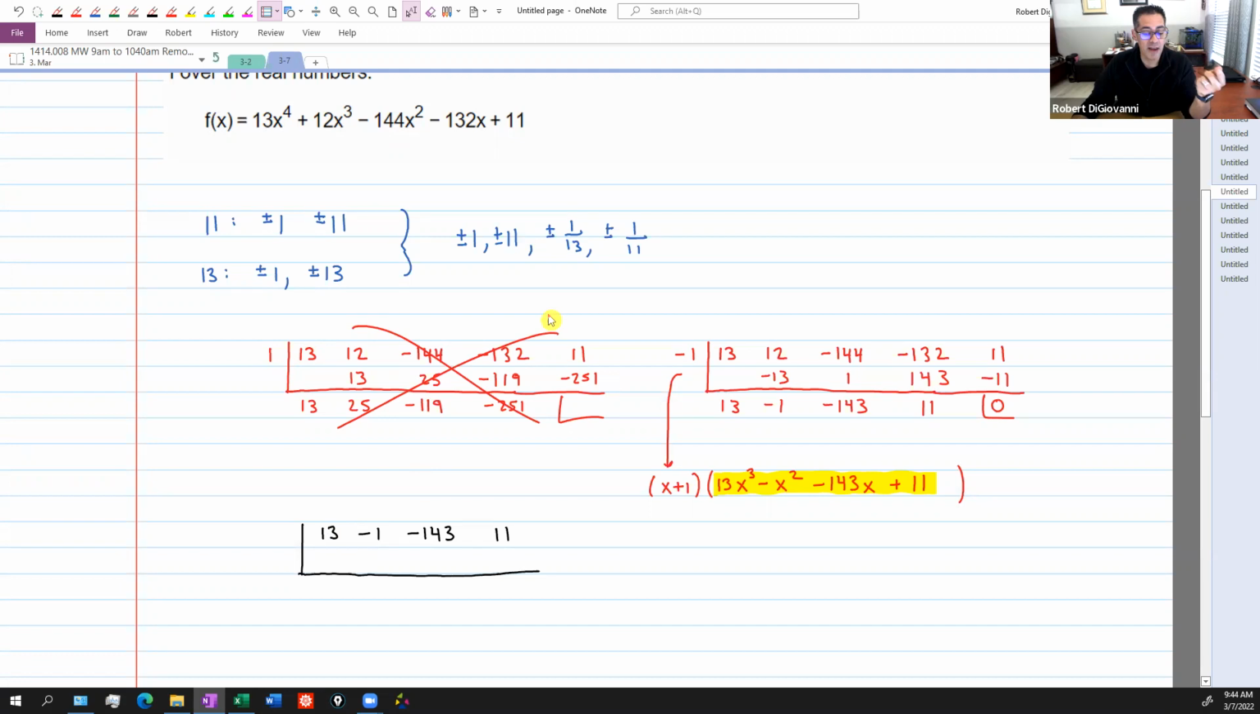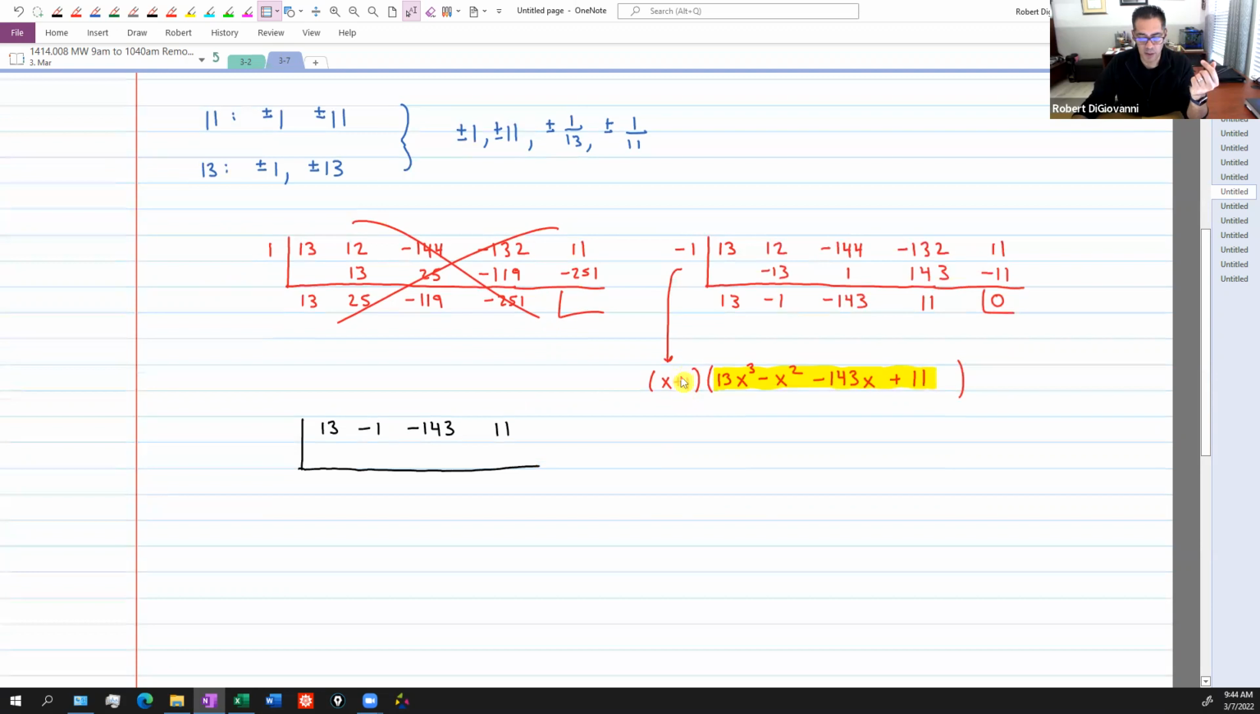So you would think, okay, now I move on to 11, right? Let me try 11 now. You actually have to try negative 1 again because it could work twice. You could have what's called a double zero or something. So I am going to try negative 1 again. 13, negative 13. It's not going to work, I don't think. Yeah, 14. This isn't going to work.